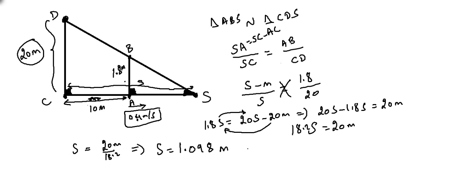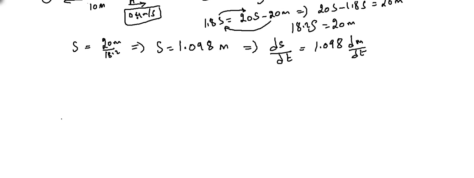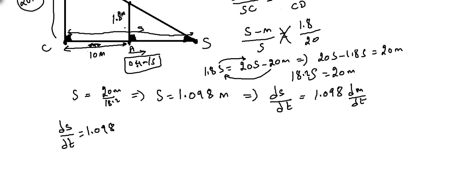Let us find the derivative of S now. What is dS/dt? We differentiate this side with respect to t, and that side, 1.098, is a constant, so we take it outside, times dM/dt. That's good. What do we have now? We have dS/dt equal to 1.098 times dM/dt. What is dM/dt? dM/dt is given.